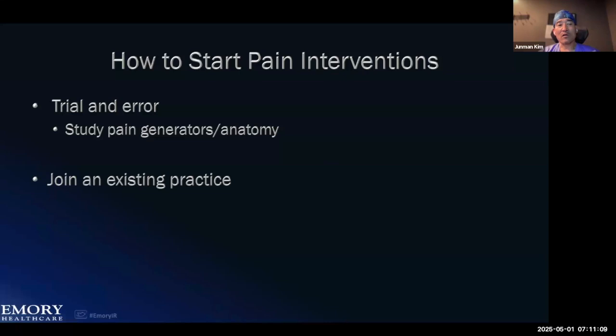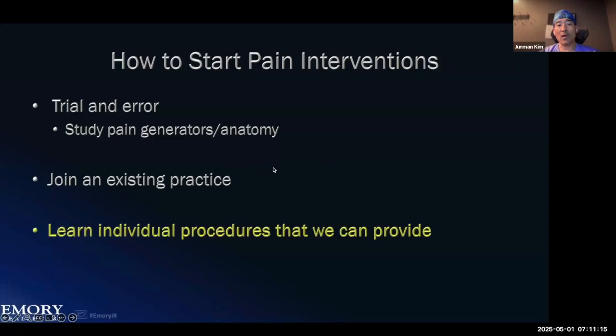And like me, you could join an existing practice and just continue what we were doing. Or this is what I'm planning to do to spread our experience. If you learn the individual procedures that we can provide, learn one by one, eventually we are able to complete the puzzle and be able to do most of the procedures in the end. So learn one by one. That's my advice.